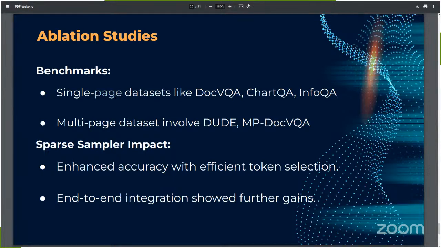The datasets that were used were DocVQA, ChartQA, which requires answering questions based on charts and images, and the authors also compared it on multi-page datasets. And finally, the authors conclude with the impact of the sparse sampler. It enhanced accuracy with efficient token selection. This is because instead it stored all the features in a sparse feature space, and then it has an end-to-end integration which showed further gains. And that's it. Thank you.